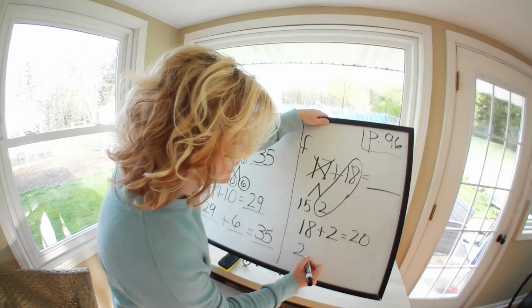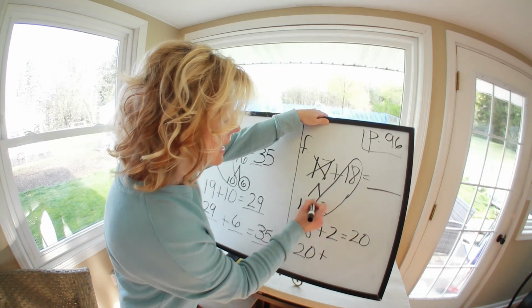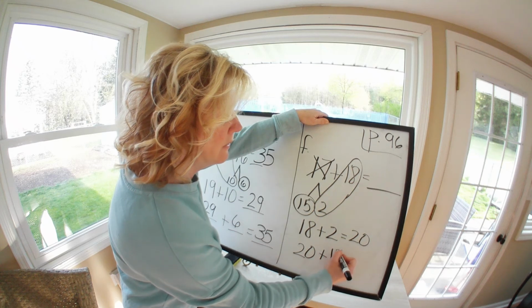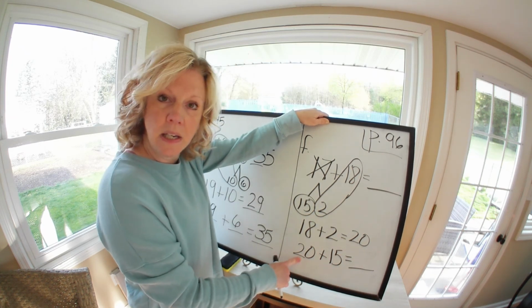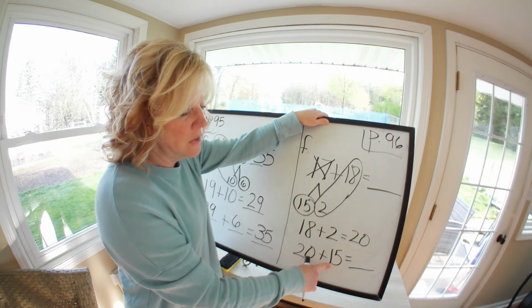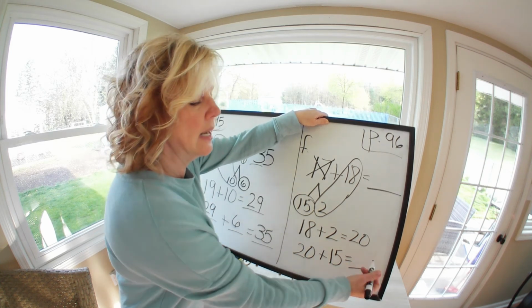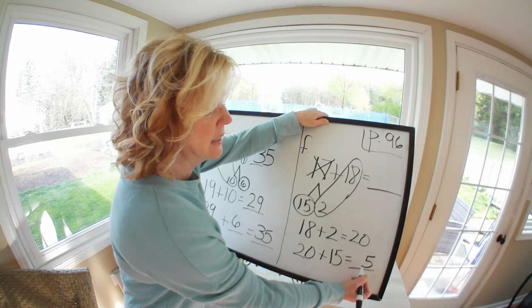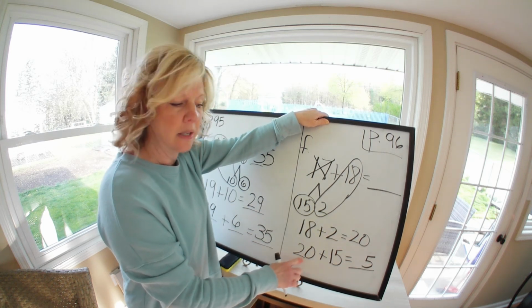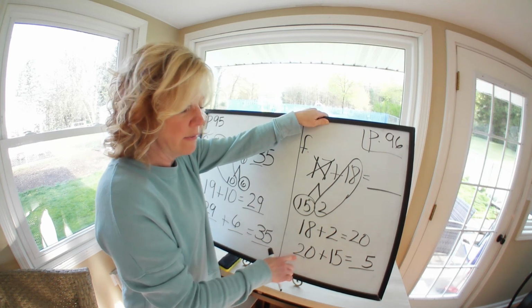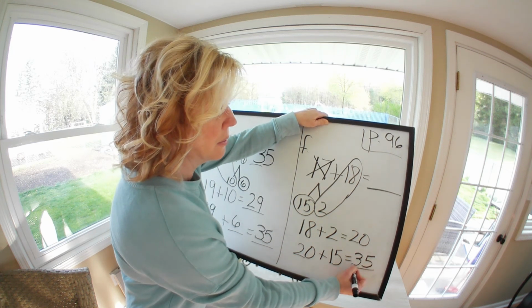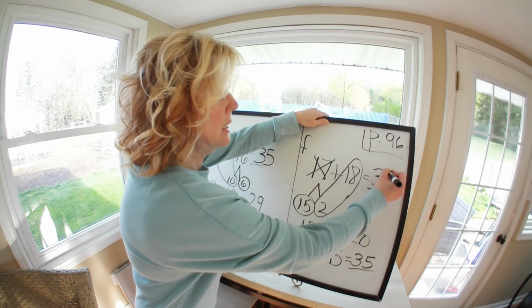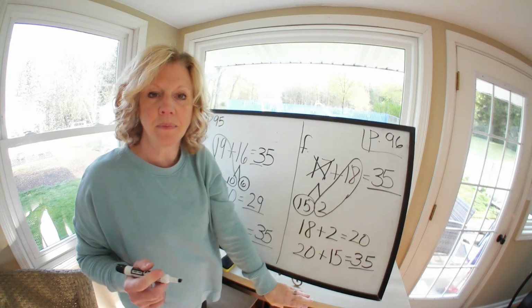Now I'm not done. I'm going to bring the 20 down here, and I have to add it to the number I didn't use, which is the 15. Again, I have 2 10s here, right? So here's my number 15. I know that my ones are not going to change. My ones are staying the same because I didn't add any ones to it. But I had 1 10 here and I have 2 10s here. 2 plus 1 more is 3. So your answer is going to be 35.